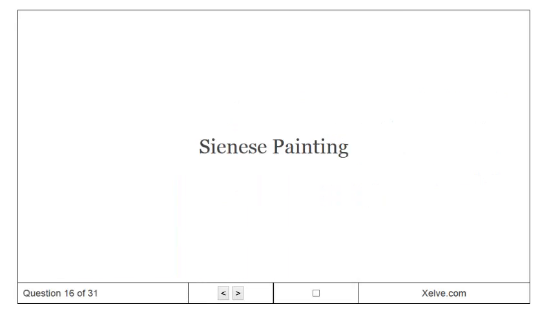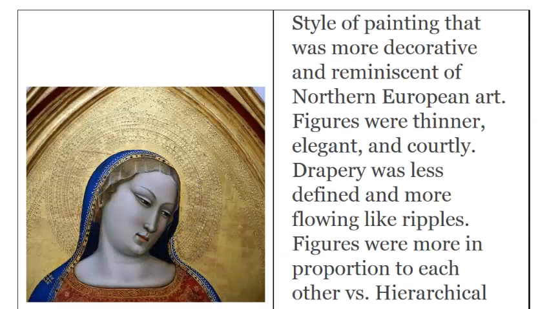Sienese painting. Style of painting that was more decorative and reminiscent of Northern European art. Figures were thinner, elegant, and courtly. Drapery was less defined and more flowing like ripples. Figures were more in proportion to each other versus hierarchical ordering, and imitated marble patterning on thrones or pavements.